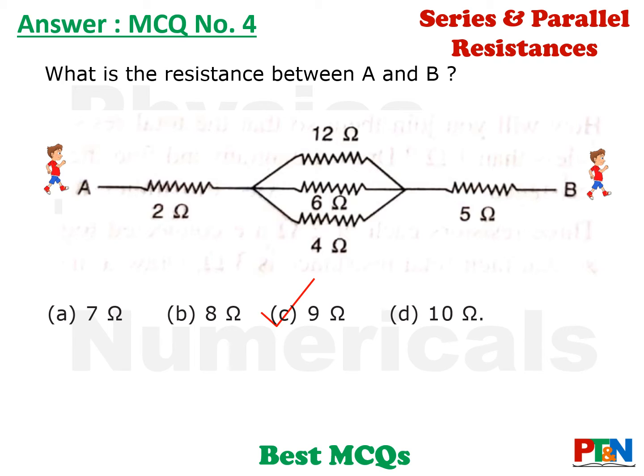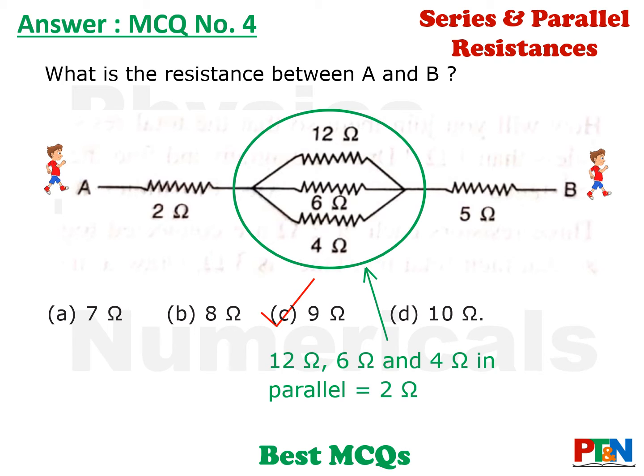Again, you need to travel from point A to B. It's easy. In between, there are three resistances in parallel. So 12 ohm, 6 ohm, and 4 ohm. So 12 ohm and 6 ohm will give you 4 ohm. Then it becomes 4 ohm and 4 ohm in parallel. So finally, three resistances in parallel will give you 2 ohm.